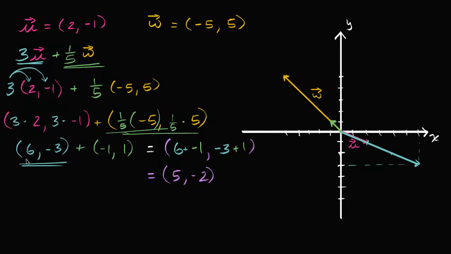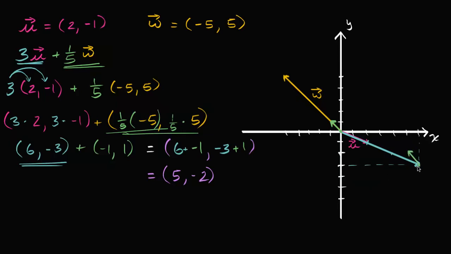And we could also see that visually. If we start with this blue vector, 3 times the vector u, and we were to add the green vector, 1/5 w, we would just start at the head of 3u. When we are going to add (-1, 1), we're going to move 1 to the left and 1 up, we're going to get right over there. So let me see if I can draw that. So just doing a little head to tail method right over here.